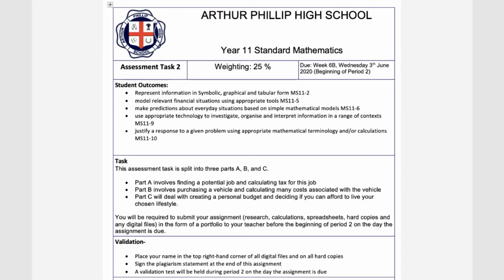As per the new requirement of NESA, we have to have an investigation type assessment, and that was task 2. It was in the form of a 3-part investigation. The first part involved finding a potential job and calculating tax for this job. Part B involved purchasing a car and calculating all the costs associated with that. Part C was dealing with creating a personal budget and deciding if they can afford to live with their chosen lifestyle. It's a practical investigation, and it was due in week 6B, and it was worth 25% of their total mark.